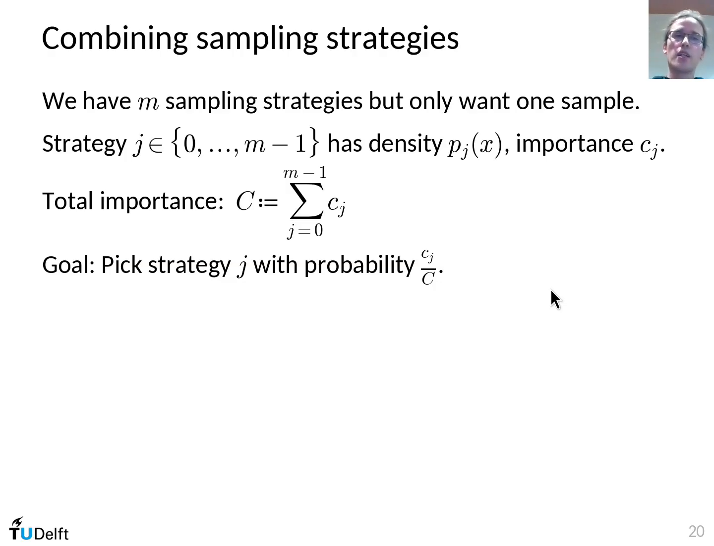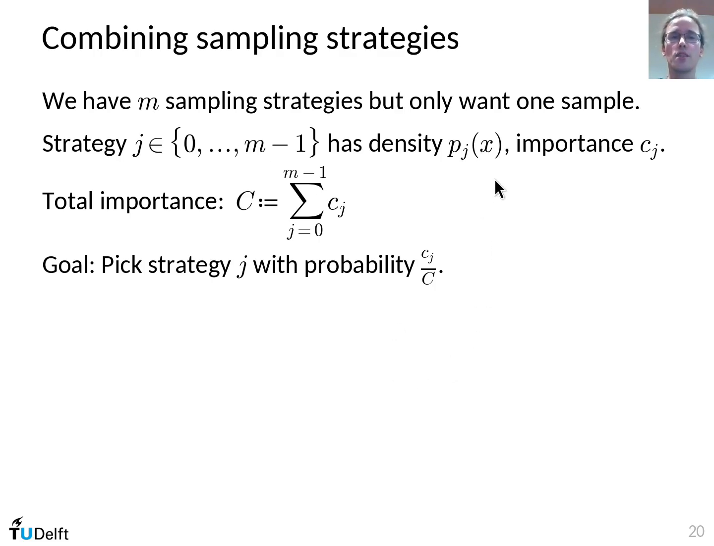With that, we now have two sampling strategies, one for diffuse, one for specular, and in many cases we have surfaces that combine both a diffuse material and a specular material, and then we have to combine these two sampling strategies. But we only want to use one sample, so somehow we have to come up with a way to make one sample that uses 2 strategies, or in general M strategies.